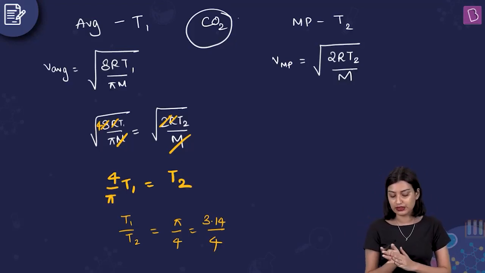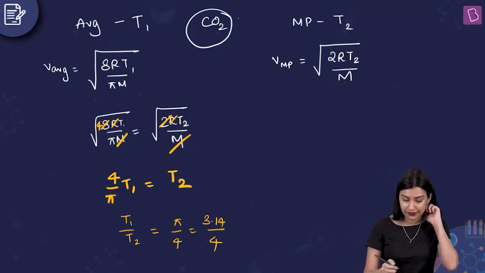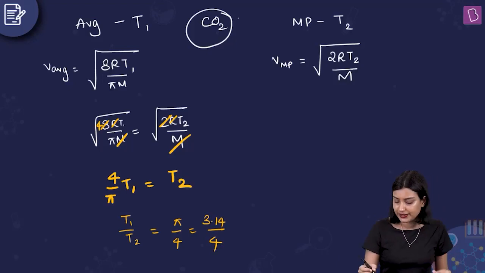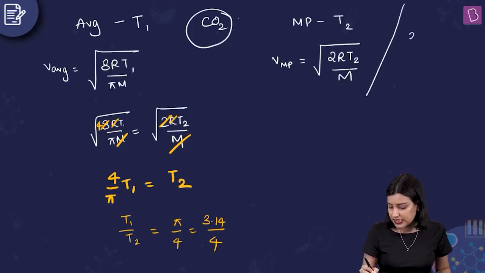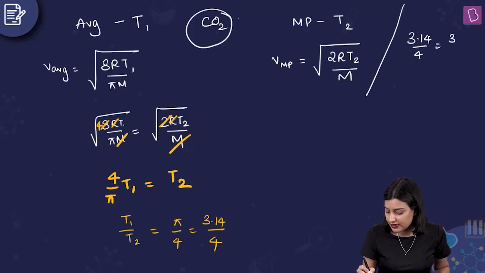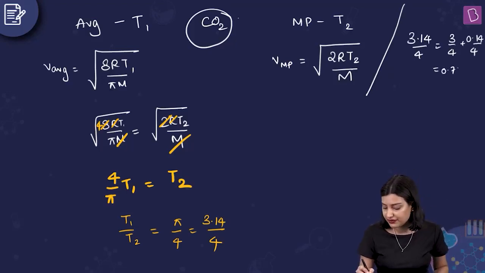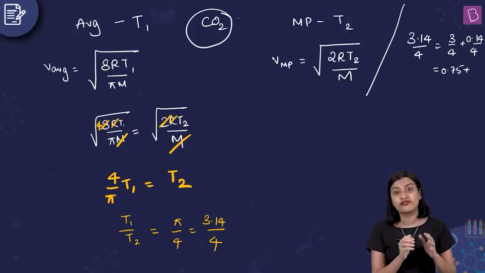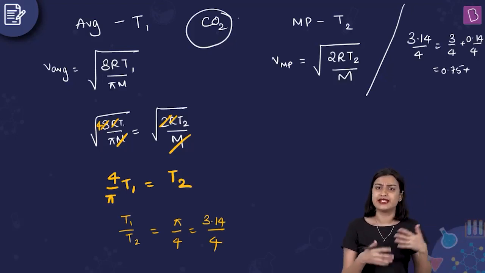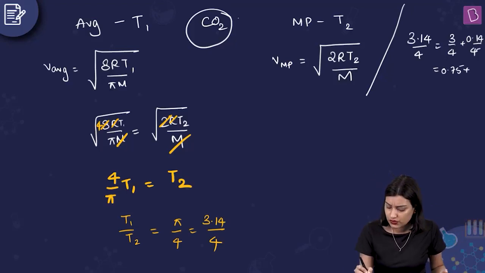Now you can make some approximations. Or alternatively, look here. This 3.14 by 4, I can write this as 3 by 4 plus 0.14 by 4. So 3 by 4 is nothing but 0.75. So you get 0.75 here, plus 0.14 by 4. What we can do is cancel it with 4 here if you want to. So this will cancel out once.